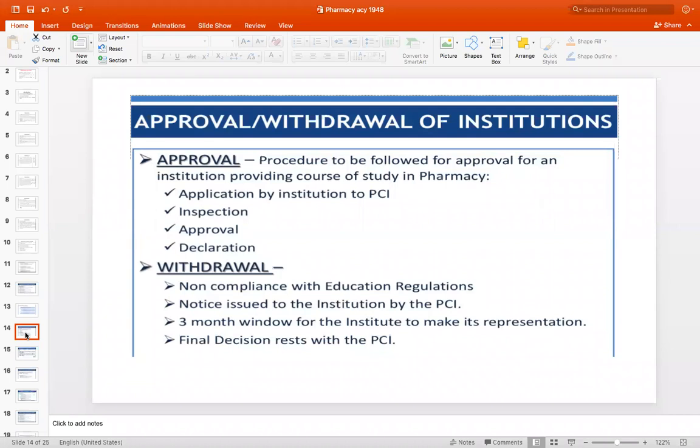Notice, then what happens? Notice is issued to the institution by PCI. They issue the notice to the institution which is getting withdrawn. There is a 3-month window for the institution to make its representation. They will give a window, or a lag time, to put the institution again on track and prove themselves. Then the final decision is always taken by PCI.